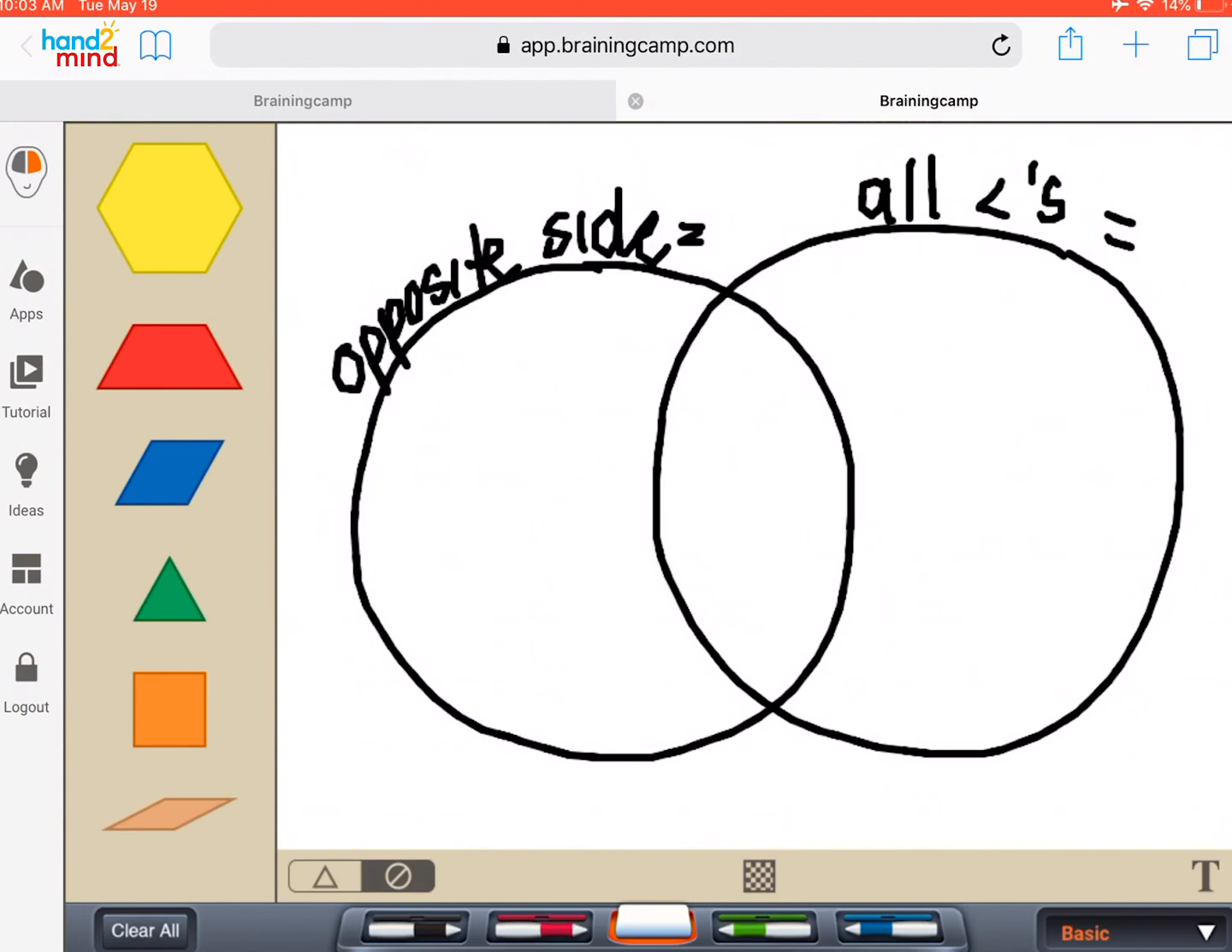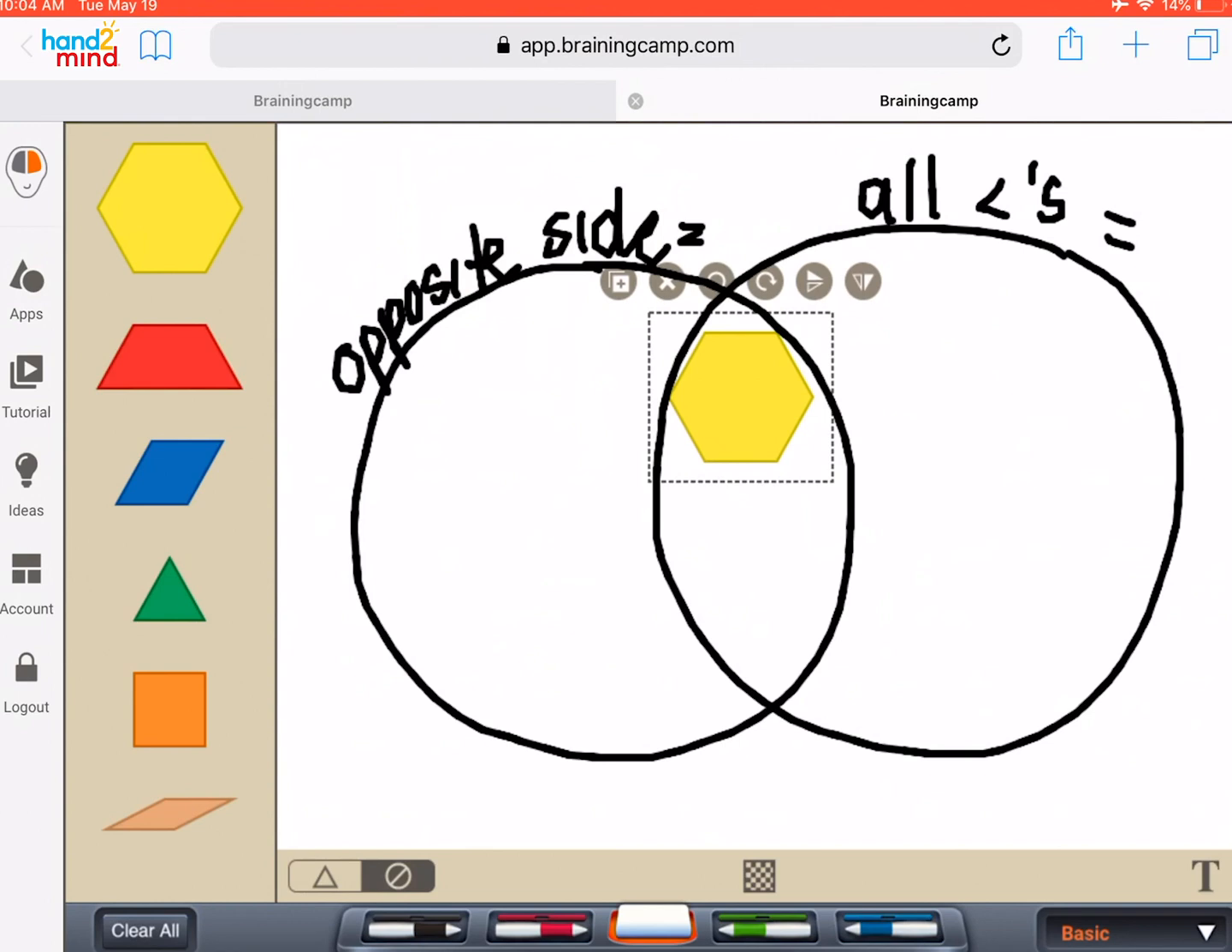So, looking at our yellow hexagon, it has opposite sides that are equal to each other. Opposite sides are, in fact, equal to each other. We see that this is a regular polygon, so we know that all angles are going to be equal to each other. So because it fits both categories, we're going to put it in the middle, showing that it's both opposite sides are equal and all angles are equal.